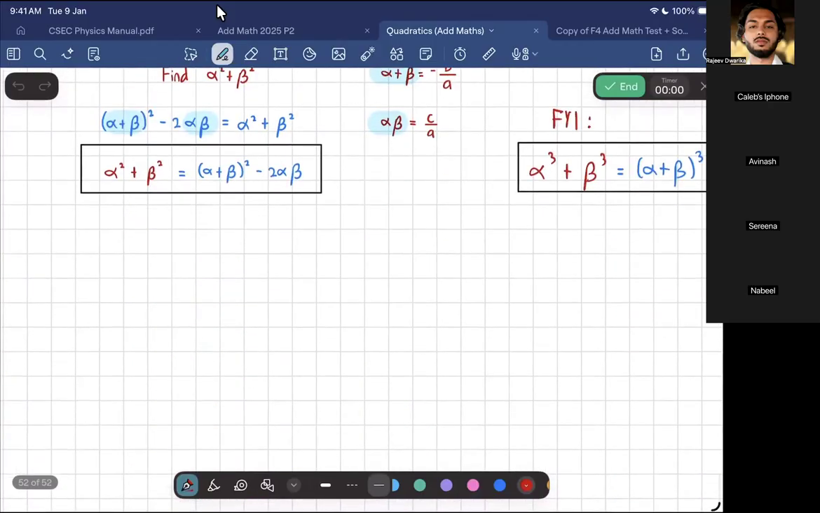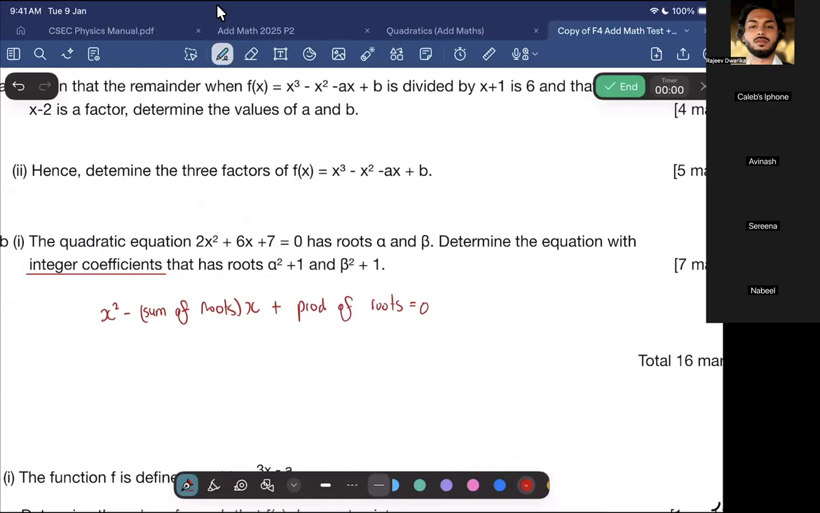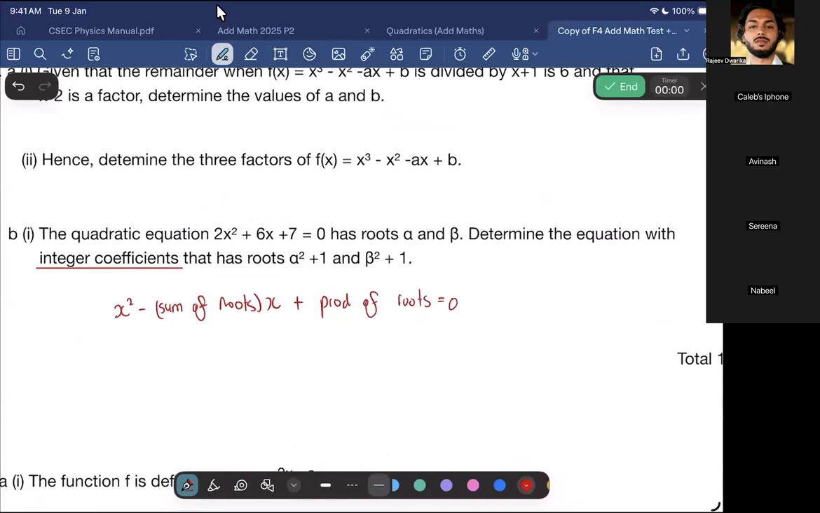All right, so the original roots for the question are alpha and beta. But we want to figure out the new quadratic with different roots. So the new roots are alpha squared plus 1 instead of alpha, and instead of beta, it's beta squared plus 1. So the new sum of the roots is alpha squared plus 1 plus beta squared plus 1. What was your final answer for the new sum of the roots? 4. 4, that's correct. So now you have to find the new product of the roots.